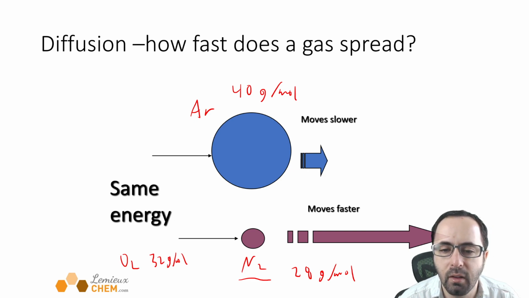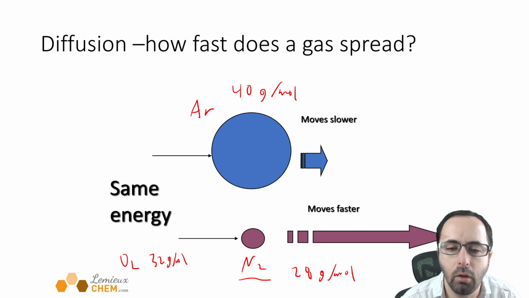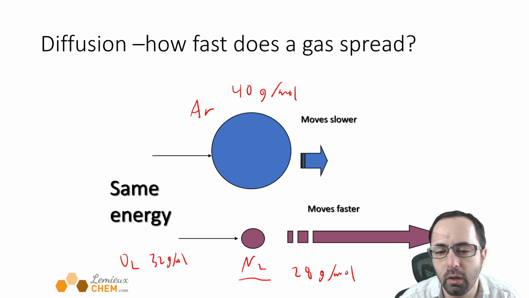So we have discussed the various gas laws, including the combined gas law, the ideal gas law, standard temperature and pressure, and also Dalton's law of partial pressures with respect to mixtures of gases.